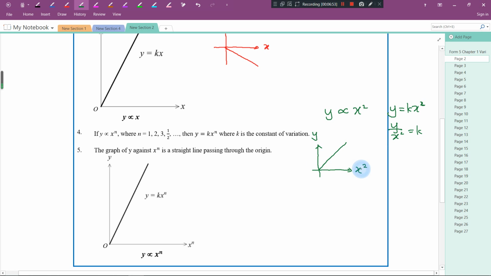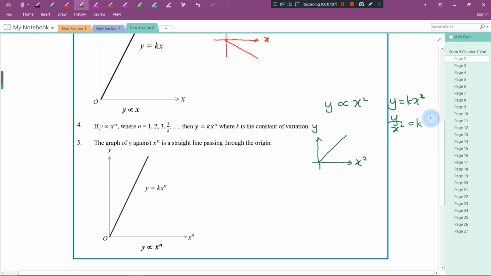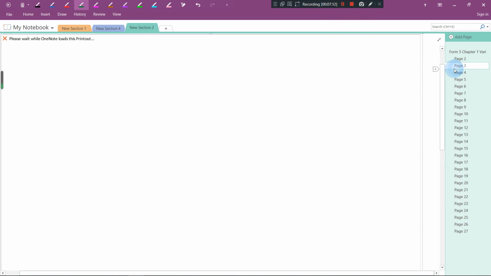Okay, this power does not have to be 1 or 2, it can be 3, it can be one-half, which means square root. Until now you might still not be very clear, a little bit confusing. It's okay. Let me give you some examples. After that, I think you should be able to understand better. Okay, let's look at some examples.